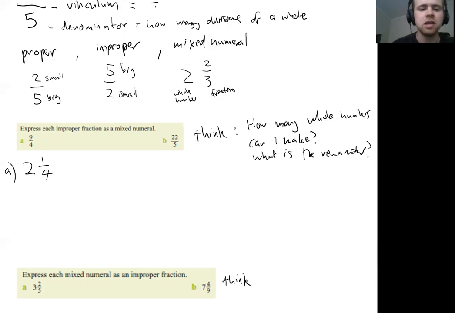Let's do the same for B here. How many wholes can I make? Whole numbers. I can fit 5 into 22 4 times. So I'm going to get 4 as a whole number. And what is my remainder? Well, my remainder is going to be 2 because 5 goes into 20, but it doesn't go into 22. So I've got 2 left over. So my fraction part is going to be 2/5. I can fit 4 wholes, and I'm left with 2/5 at the end. That's how I convert from an improper fraction to a mixed numeral.